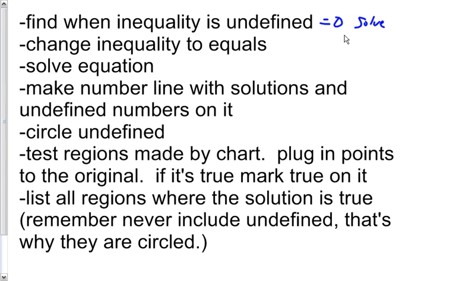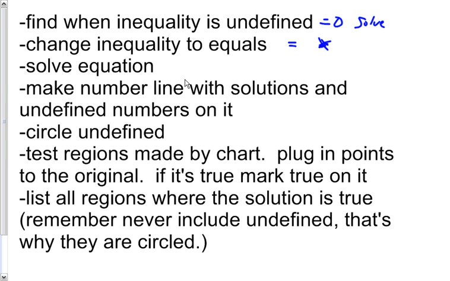Number 2 is you're going to change your inequality to an equal sign. You can make it just equals. Get rid of these symbols. Make them equals. Then you're going to solve that equation. Now, to do that, usually if there's a fraction in it, we're going to clear denominators by multiplying through by the LCD. After that, you're going to have solutions.